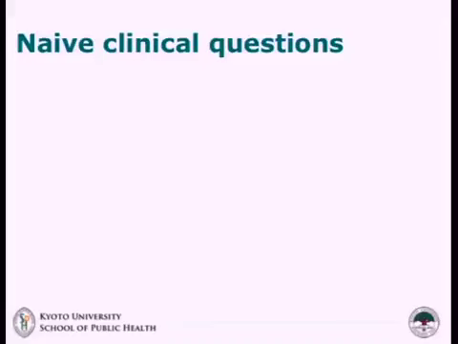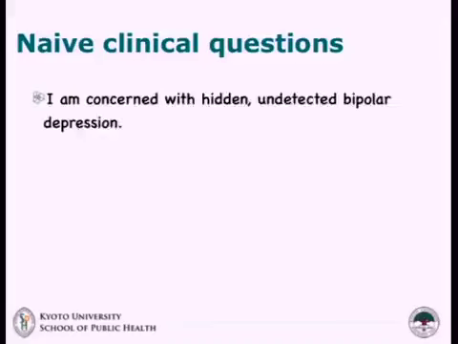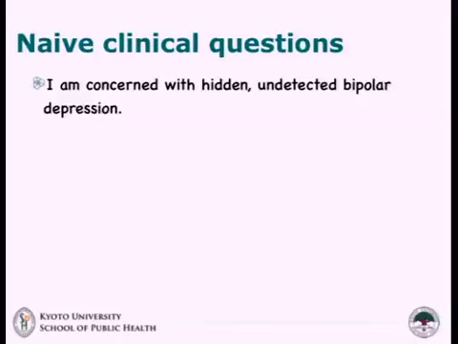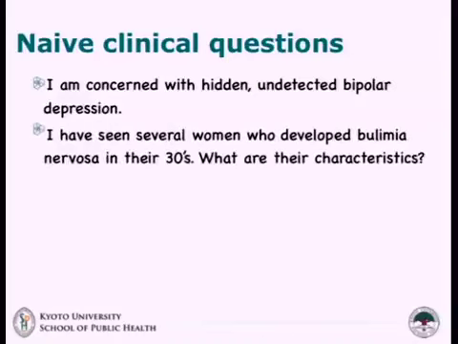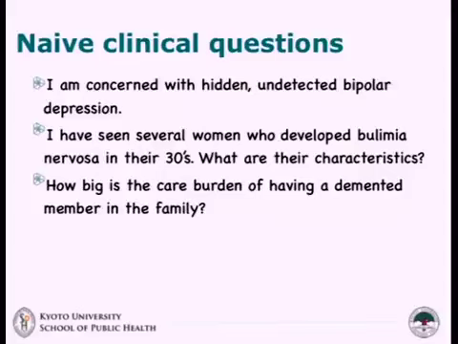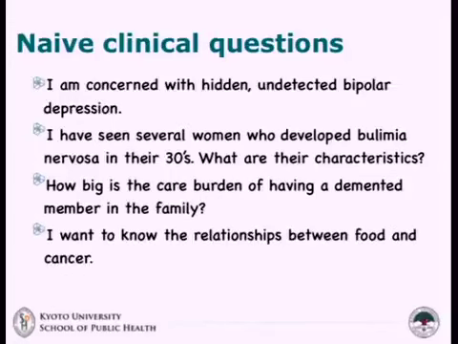Some examples of naive clinical questions can be, I am concerned with hidden, undetected bipolar depression. I have seen several women who developed bulimia nervosa in their 30s. What are their characteristics? How big is the care burden of having a demented member in the family? Or much more simply, I want to know the relationships between food and cancer.